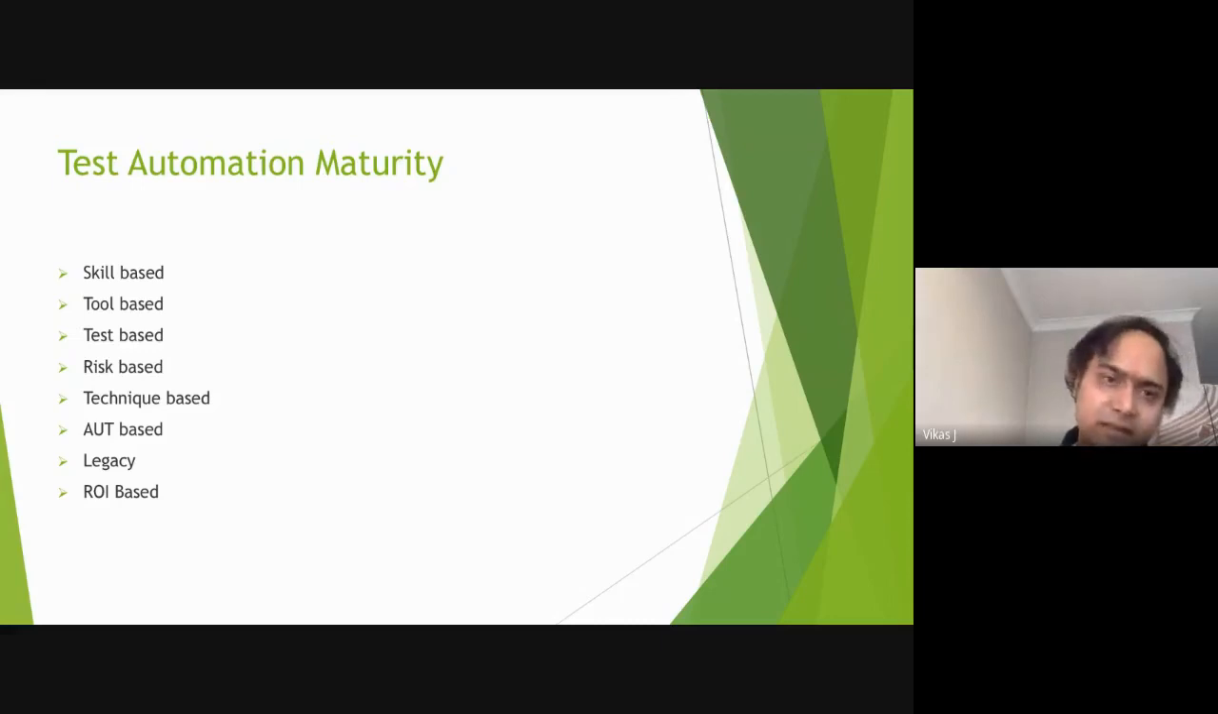It could be test based, like what tests need to be automated, and then we create a solution around that. Risk based: which are the risky areas? These areas are prone to manual testing errors, gaps or defects, so those areas need to be automated, as manual testing is not reliable there. Technique based: keyword driven framework, data driven framework, all these things are technique based. Some companies have AUT based, where based on the application and the test, they design a particular framework.